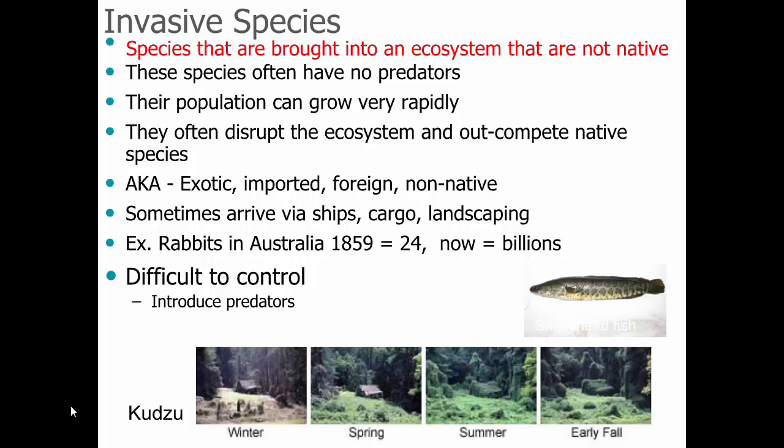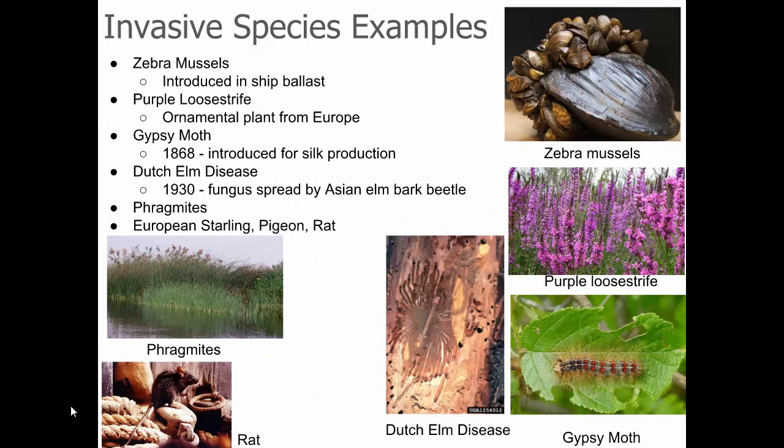And they are difficult to control. You can try to physically remove them. You could physically try to individually destroy the species. One technique is to introduce predators. Because they often don't have predators, you could introduce a predator for that species that might help control it. But again, sometimes if it's a non-native predator, that becomes an issue.